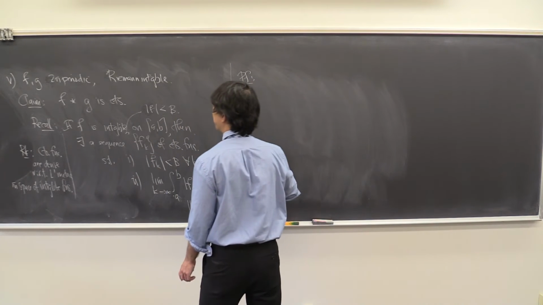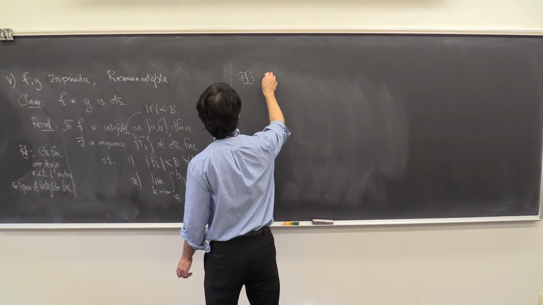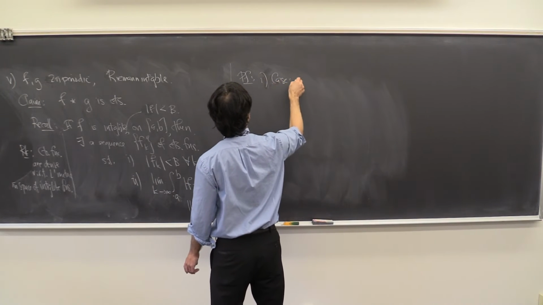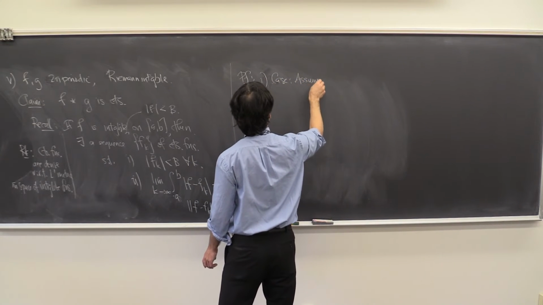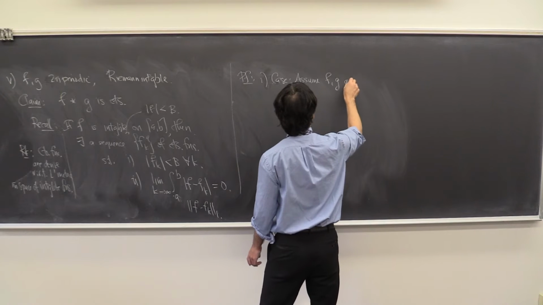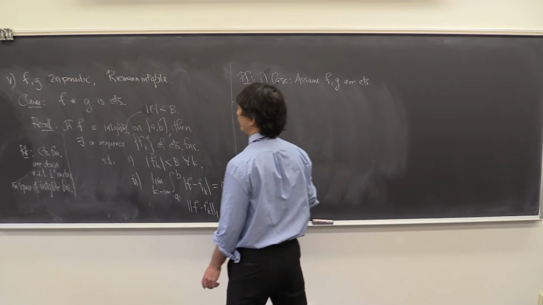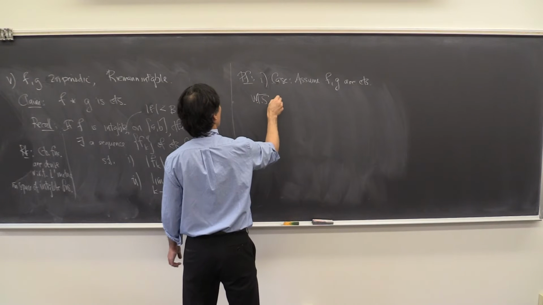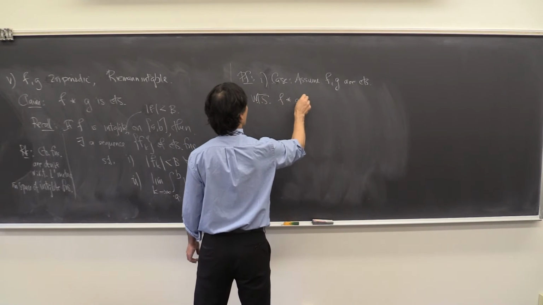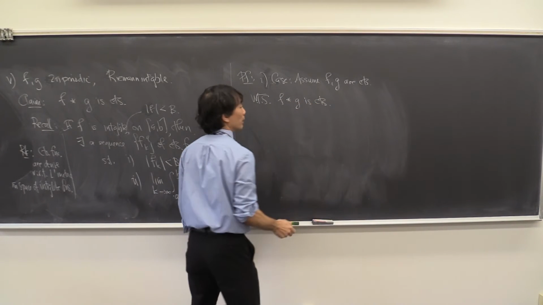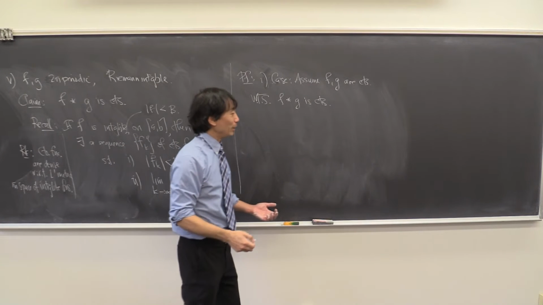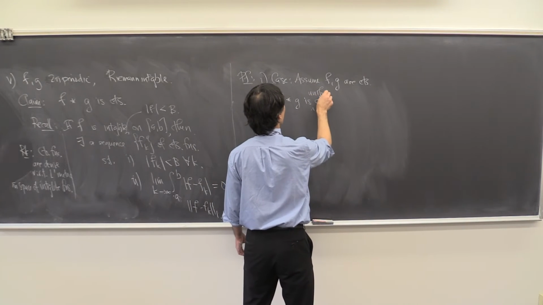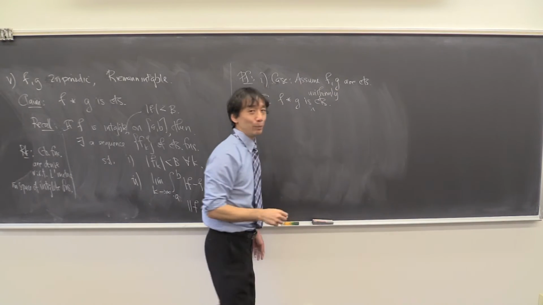So case 1: assume f and g are continuous, right? And we want to show that f convolve with g is continuous. We're actually going to do something a bit more than that. We'll show that it's uniformly continuous. We don't need to do that, but we'll do it anyway.